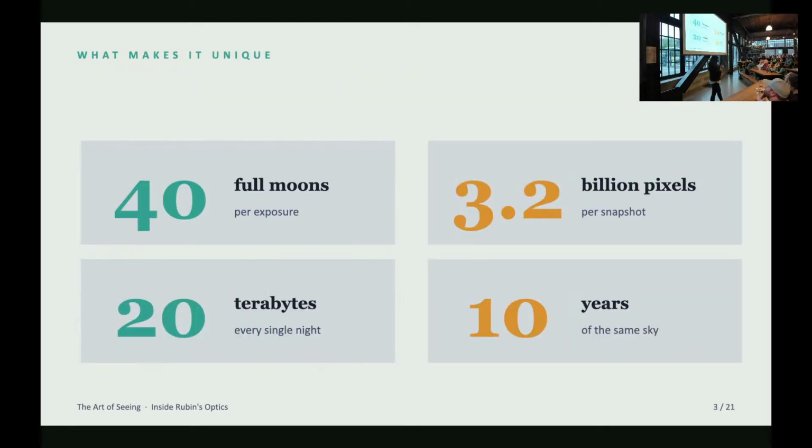To give you a sense of how big of a scale we are mapping with Rubin, think of a full moon when you look at the sky. Now imagine 40 of those full moons. That's how much we're looking at through every single exposure with Rubin. And then we take a picture like that every 30 seconds, and we do it for 10 whole years. And each picture has 3.2 billion pixels. Just compare that with whatever camera you are used to. That's the kind of resolution that we're talking about.